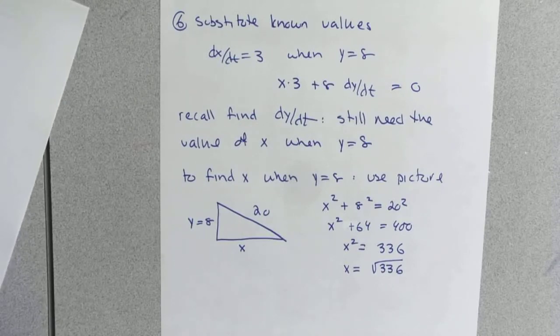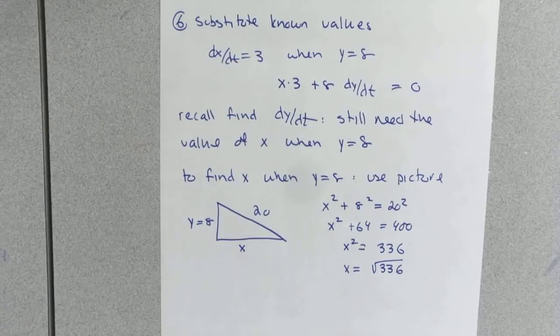Now notice I did not take a plus or minus here. That was not an oversight. x is a distance, so this is not a plus or minus situation, but if I was just solving any other generic equation where x could be a negative value, I would have a plus or minus.